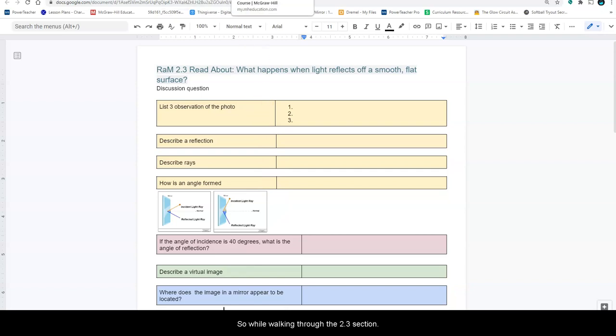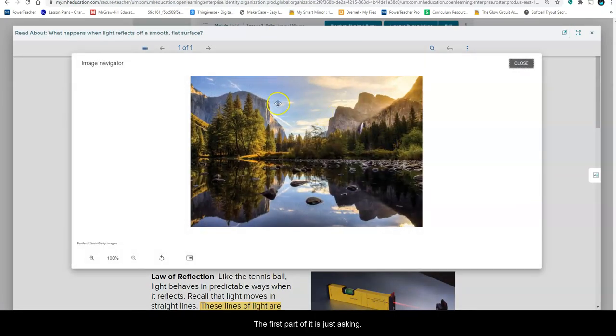So walking through the 2.3 section, the first part of it is just asking you to give 3 observations of this photo, so we can see the different wildlife, but the essence of it is being able to see this and the reflection in the water. And if you can imagine the light from the sun bouncing off here and bouncing off the water to your eyes, that is kind of those aspects of reflection we're going to be talking about.